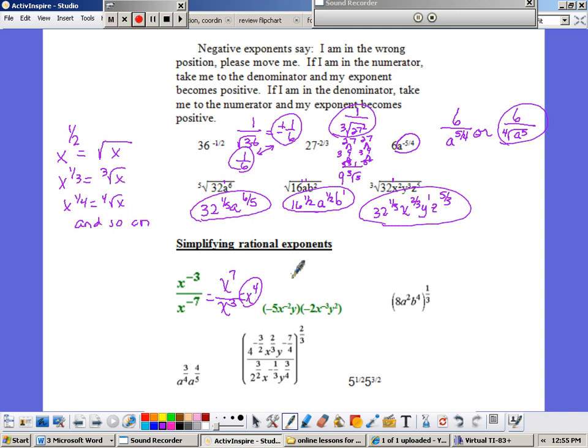-5 times -2 is positive 10. They stay on the top because they have positive exponents. X squared goes to the bottom, x cubed goes to the bottom, y stays on the top, and y squared stays on the top. So I get 10y to the 3rd, x to the 5th. 8 to the 1/3, a to the 2/3, b to the 4/3. 8 to the 1/3 is the same thing as the third root of 8, which is 2. A to the 2/3, b to the 4/3.